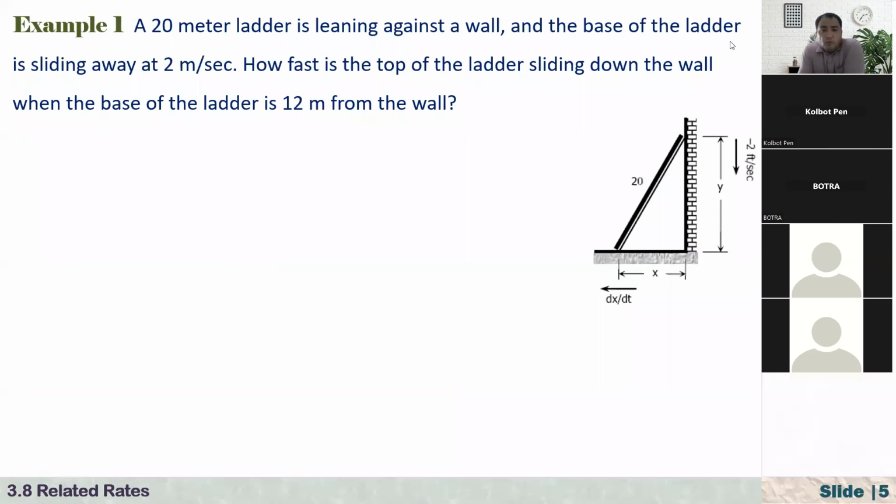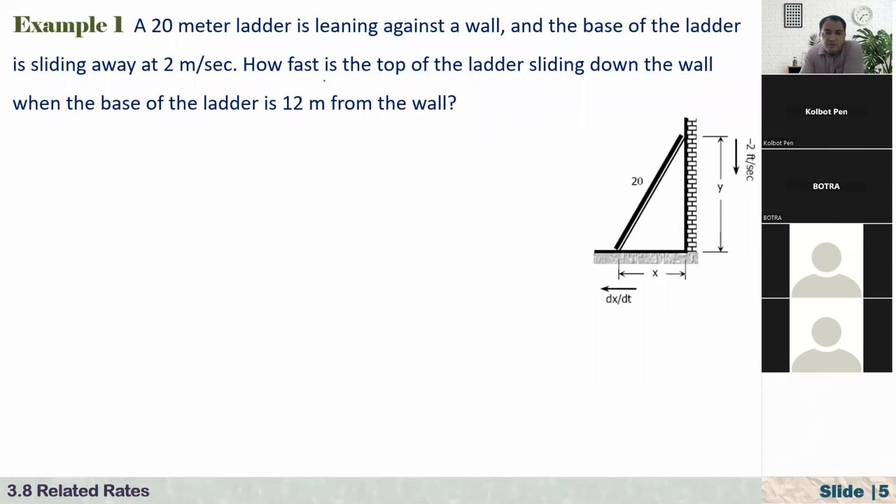Now, example one. See in the picture, we are given a vertical wall, and this part is the ground. A 20-meter ladder is leaning against a wall. So this is our ladder, leaning against the wall. And the base of the ladder is sliding away at 2 meters per second. As you see here, the foot of the ladder is sliding away from the wall at 2 meters per second. Since it is moving away, that means this dx/dt is given, 2 meters per second.